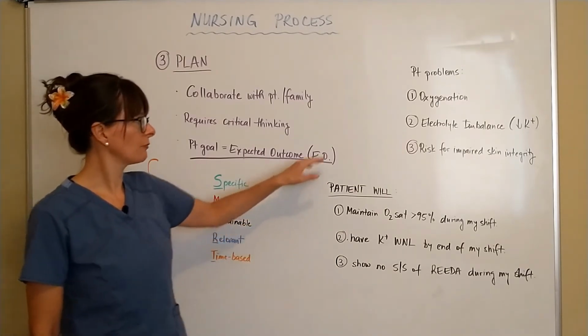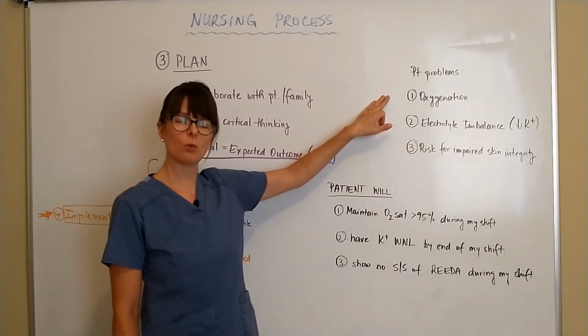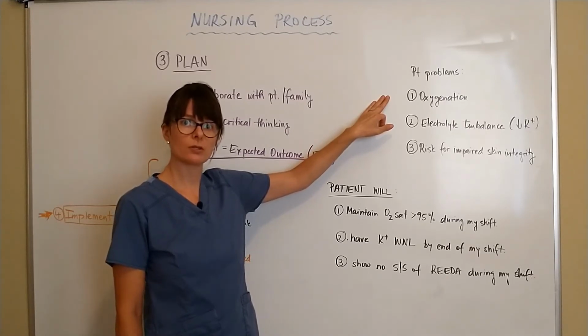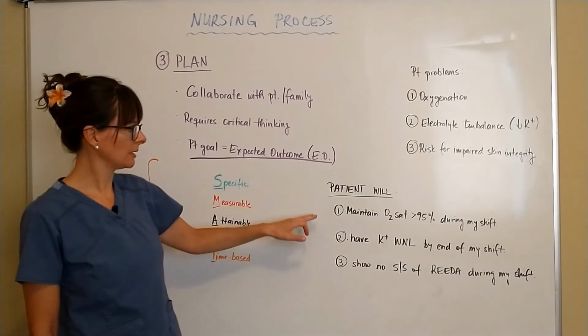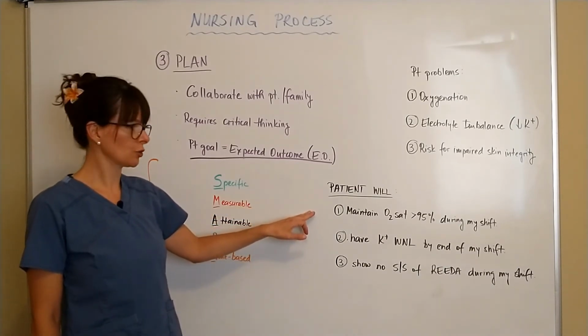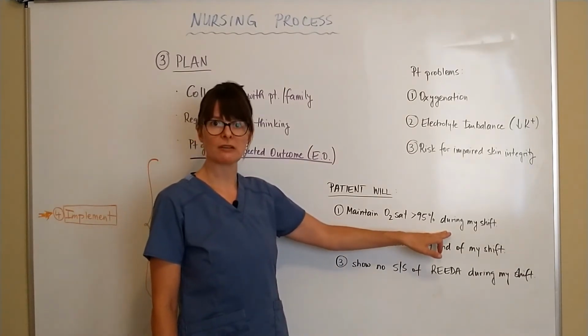And number 1, if we want to address the oxygenation, the patient's oxygenation was 91% and their respiratory rate was 24. So they were hyperventilating a little bit. So now our goal can be the patient will maintain an O2 sat of 95% or greater during my shift.